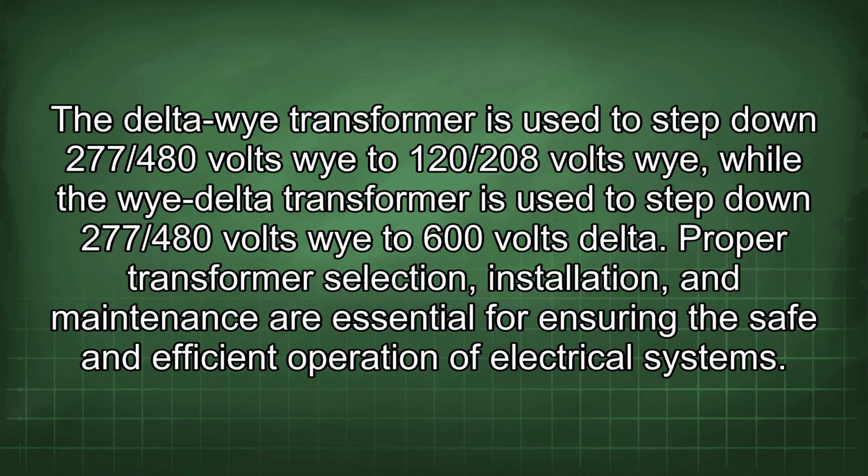The delta Y transformer is used to step down 277/480 volts Y to 120/208 volts Y, while the Y delta transformer is used to step down 277/480 volts Y to 600 volts delta. Proper transformer selection, installation, and maintenance are essential for ensuring the safe and efficient operation of electrical systems.